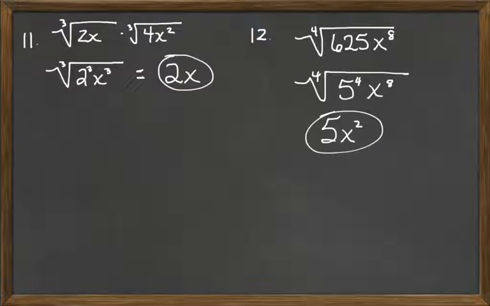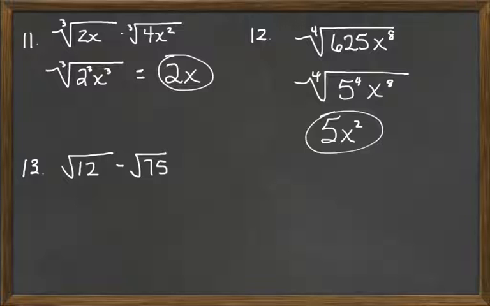Okay, I'm going to pick up with question number 13. I stopped at 12 because we were just simplifying, multiplying, and dividing. Now we're going to get into some adding and subtracting. So the rule for adding and subtracting is basically in order to combine, you must be the same kind.